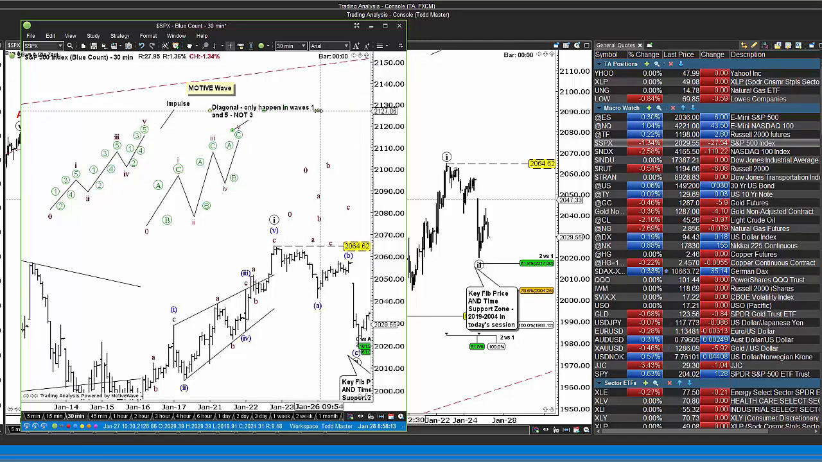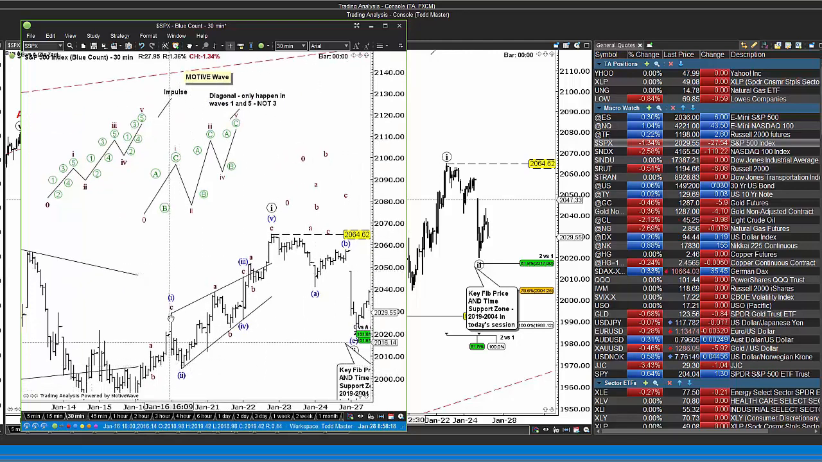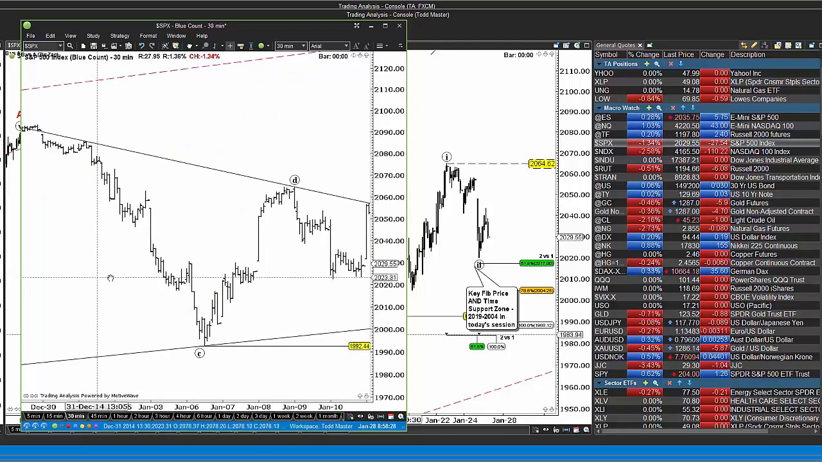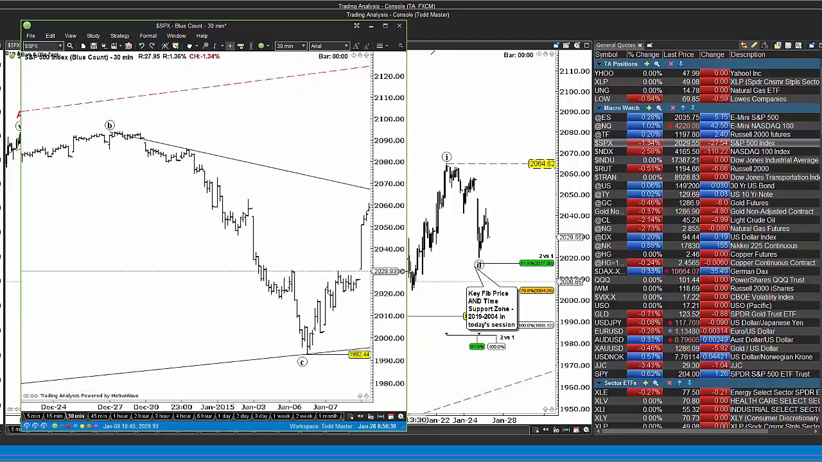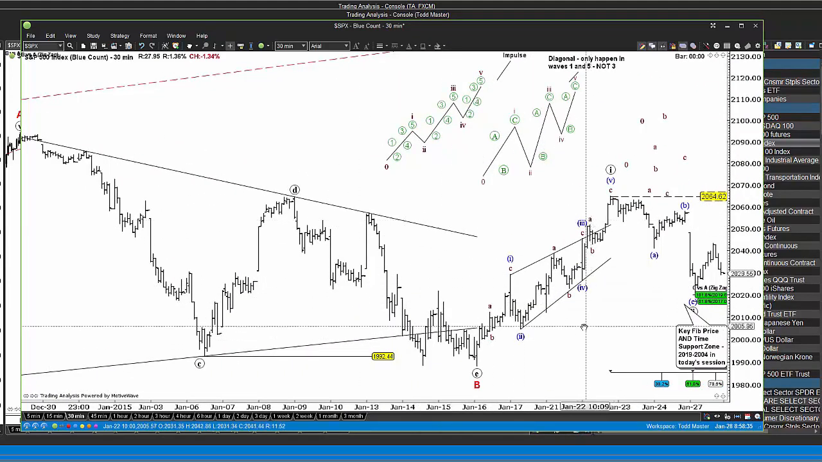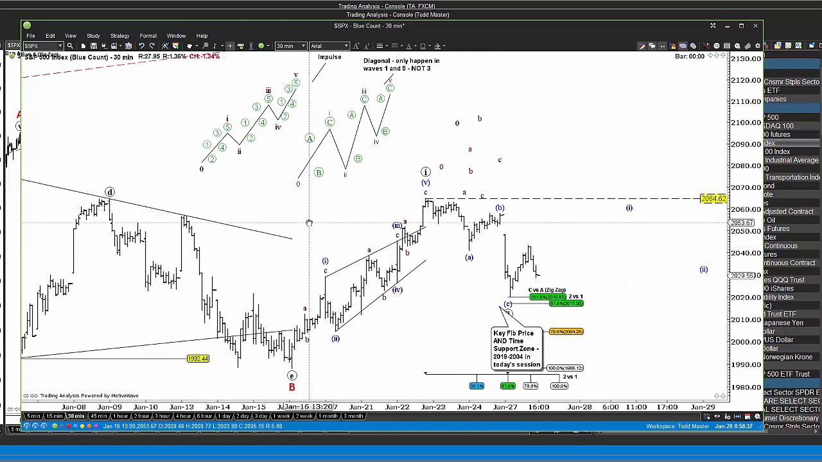Okay? So diagonals can only happen in 1 and 5, not 3. Basically what happens is a diagonal is a move that's having trouble getting started, or it's a move that's just getting underway. All right, and if a first wave is just coming off the lows after a long triangle consolidation like we talked about in the S&P, that makes perfect sense. So it's just going to kind of get into play.